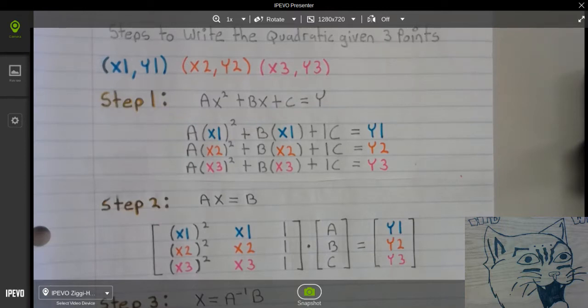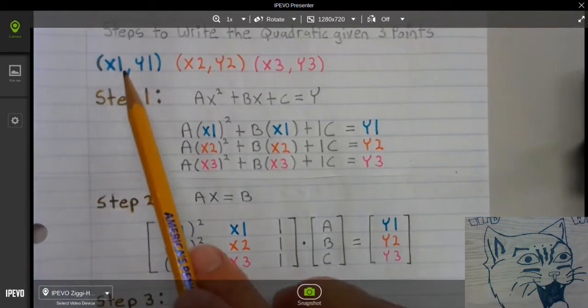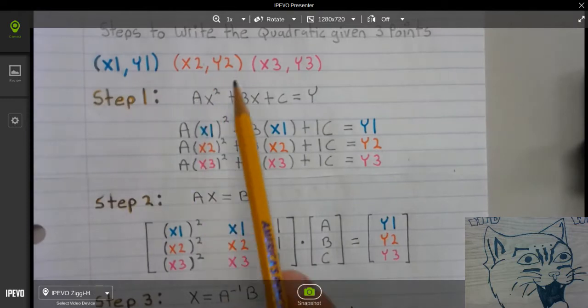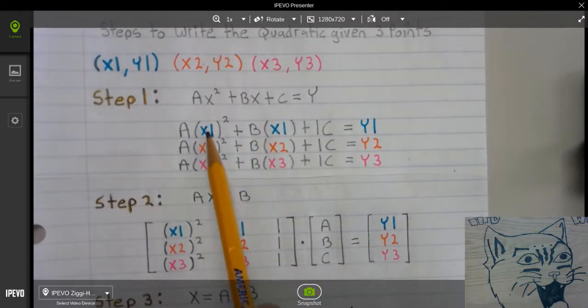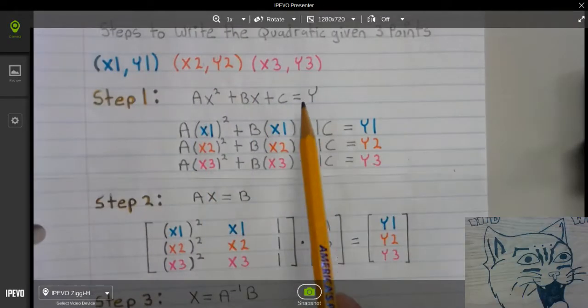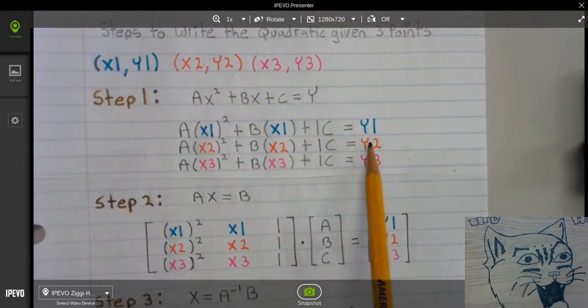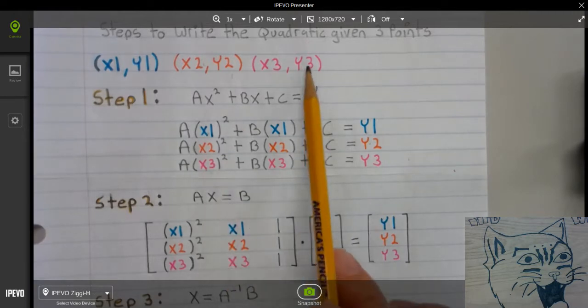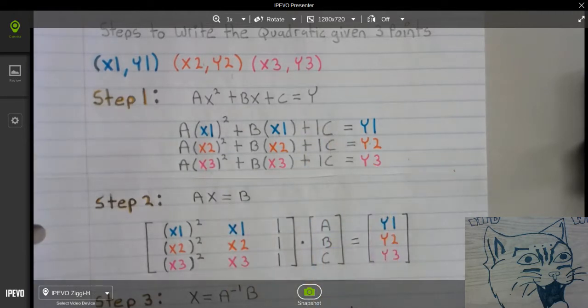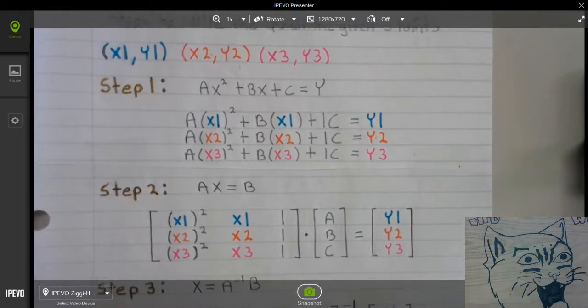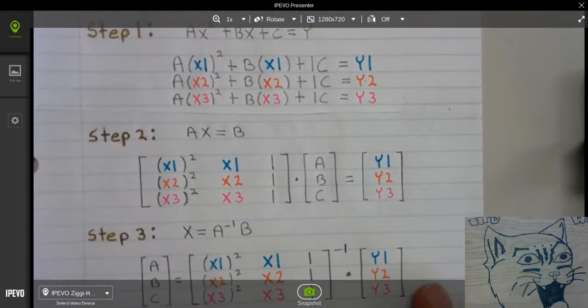That's equal to y. Now, what we need to do is plug the 3 points into the equation. So we're going to plug in x1 for x and y1 for y, then x2 for x and y2 for y, and x3 for x and y3 for y. Then step 2. We're going to take that and make it into a matrix.